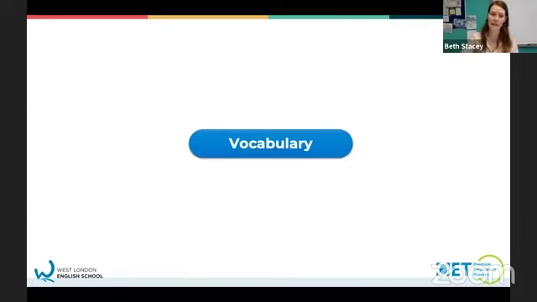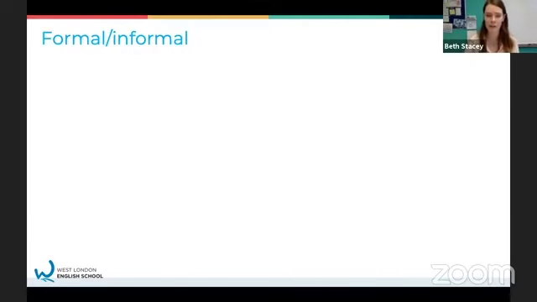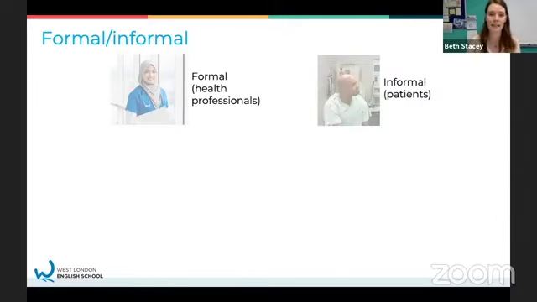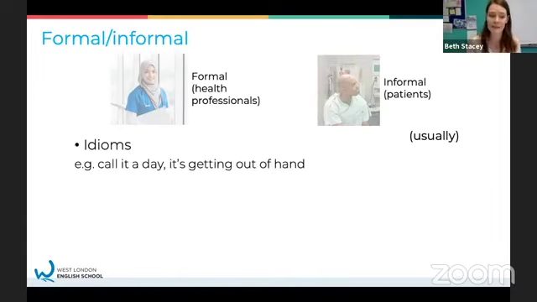Okay, and we're going to look at some vocabulary. So normally a health professional will be using quite formal language, and the patient will be a little bit more informal. So you can improve the range of vocabulary that you know. For example, with idioms, we've got some examples here. Call it a day, or it's getting out of hand. If something is getting out of hand, it means we can't really control it anymore. These are informal.